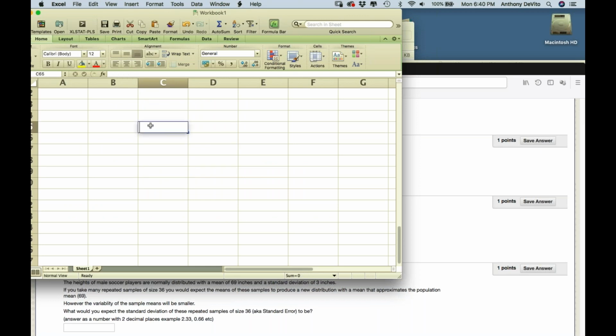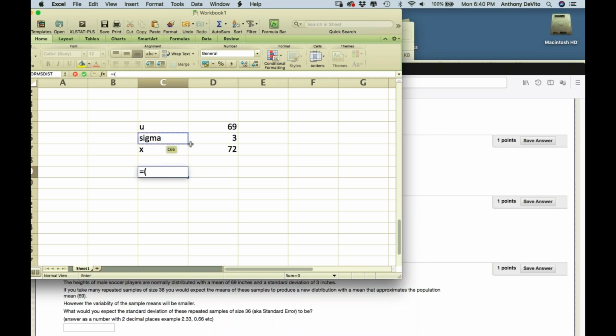Okay, so mu is 69. The standard deviation sigma is 3. And we're interested in an x that's equal to 73 inches. Okay, so what's the probability of this coming up? I could use Excel to calculate the z-score, right? What's the z-score equal to?